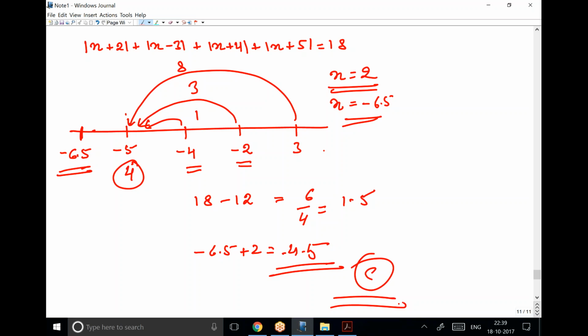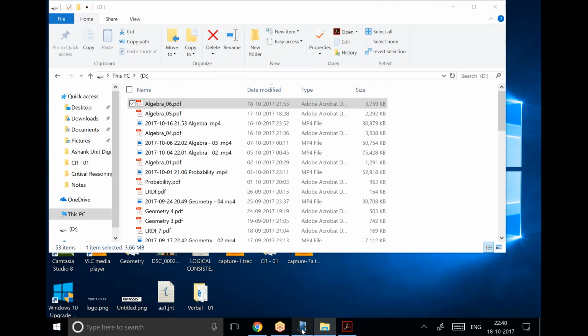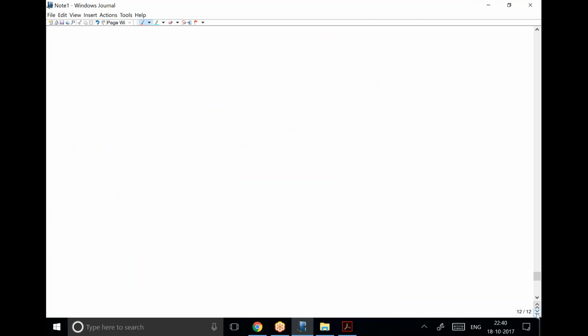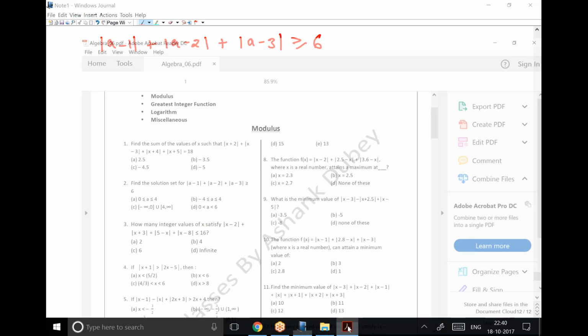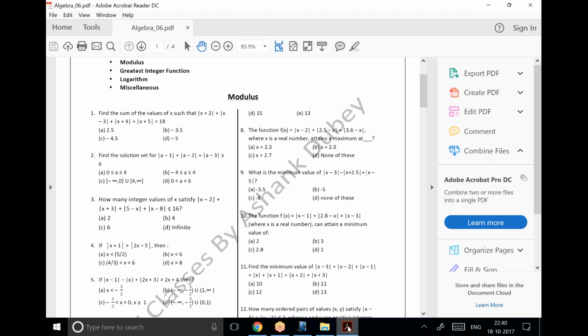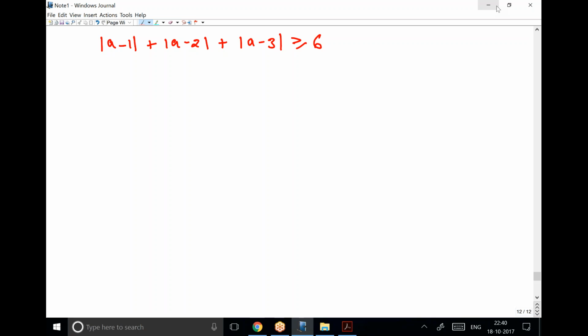Now look at the next question, question number 2. In question number 2, we are looking for values of |a - 1| + |a - 2| + |a - 3| greater than or equal to 6. So what exactly are they looking for in this solution set? They're looking for how many values are possible for a.